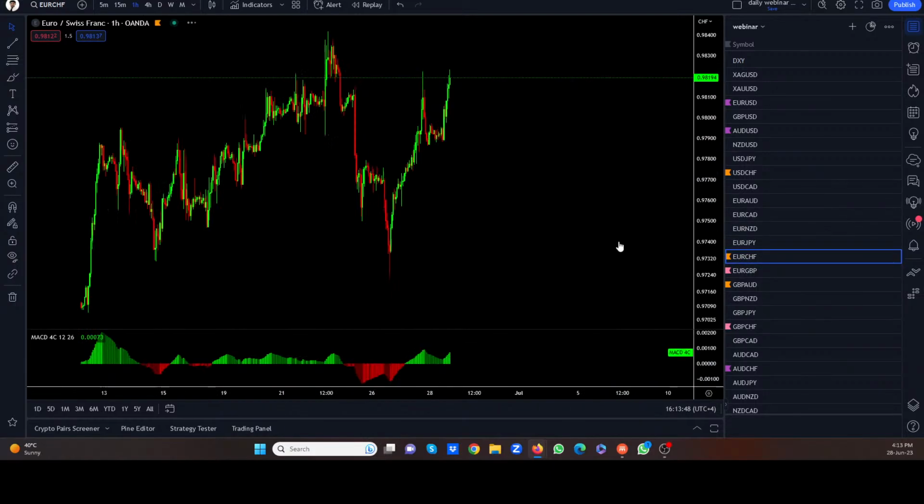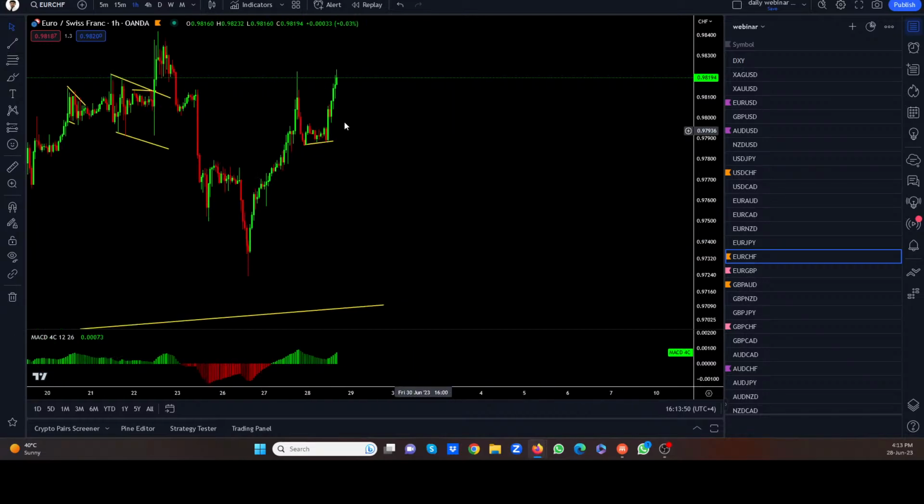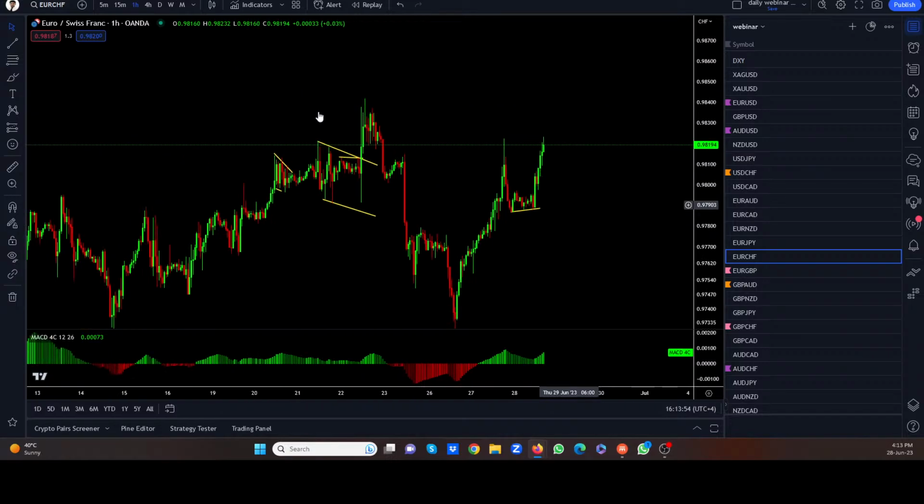Euro Swiss. Let's see if we get the sell. We can take this off now. Let's see if we get a sell coming back here. If we don't get the sell, we'll buy it when it comes back here. So we're expecting this to come back here and then go straight up.